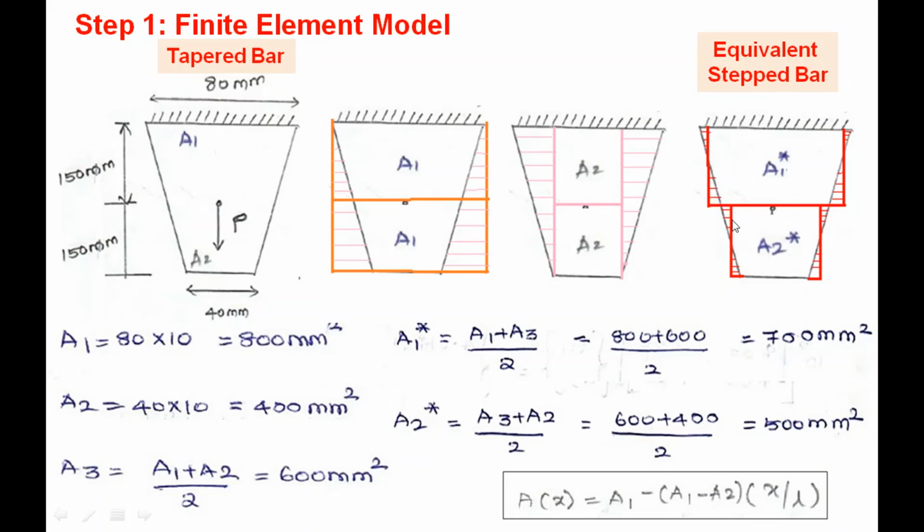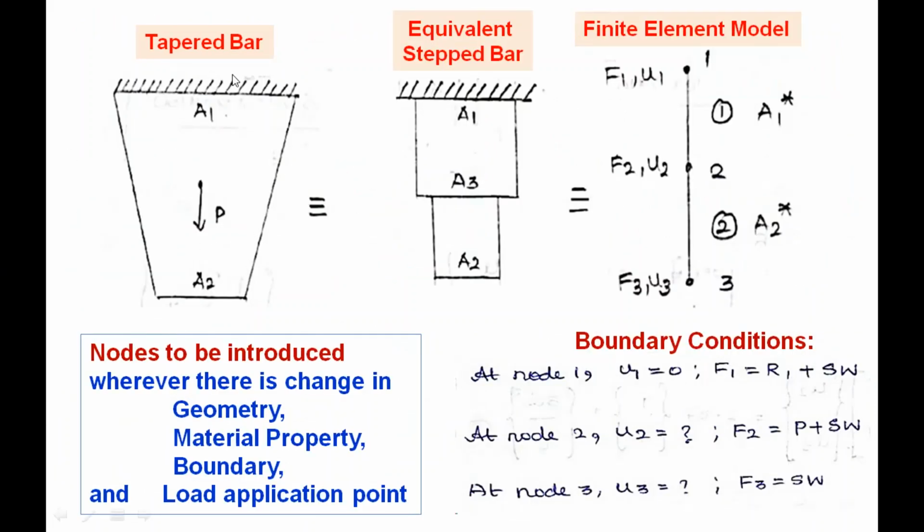Suppose you want to minimize this discretization error further. Instead of the two element model, we can go with a multi element model. If you increase the number of elements and adopt this concept, we can definitely minimize the discretization error. But here we are going to solve the problem manually, so we are limiting ourselves to the two element model. This is the way we minimize the discretization error, by making a given tapered bar into an equivalent stepped bar. Once you make the tapered bar into an equivalent stepped bar, we can make the finite element model easily. This is the finite element model for the given tapered bar.